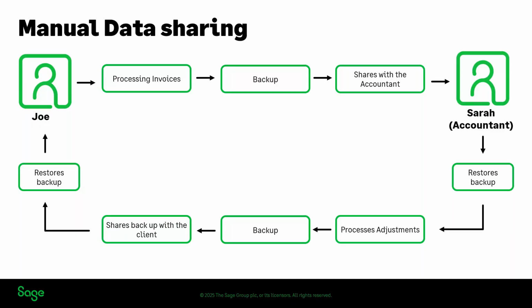He would then take up a backup and share this with his accountant, Sarah. Sarah would then restore that backup into her own software and process the relevant adjustments. Now, whilst all of this is happening, Joe would not be able to process, as when he gets the backup from Sarah, it will then overwrite his current data.